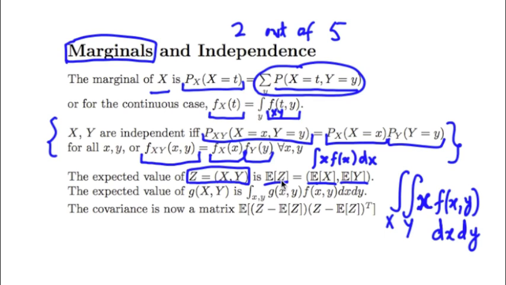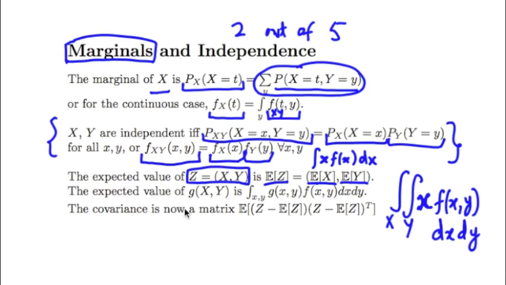It turns out that if you have a bivariate or a multivariate distribution whose expected value you're calculating, you can actually take the marginals and calculate the expected value of the marginals individually, and that gives the expected value of the distribution.